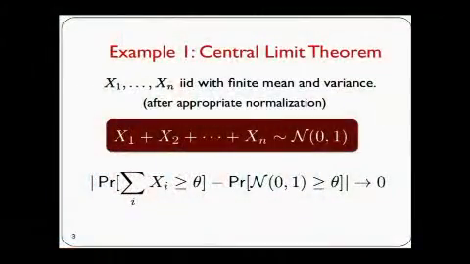So the first example is the classical central limit theorem in probability, and it's probably the fundamental theorem from probability. And it says the following: if you have n independent identically distributed random variables, x1 through xn, with finite mean and variance, then after appropriate normalization, the summation of the xi's looks like the standard Gaussian distribution. And here by looks like, I mean that the cumulative density function, or the CDF of the summation of the xi's, approaches the CDF of the standard Gaussian distribution.